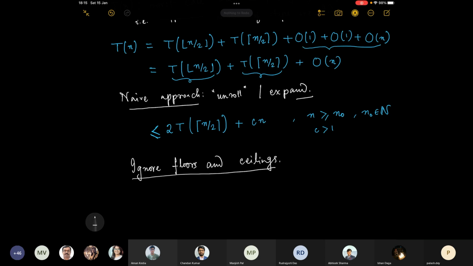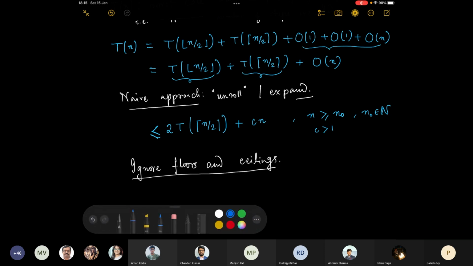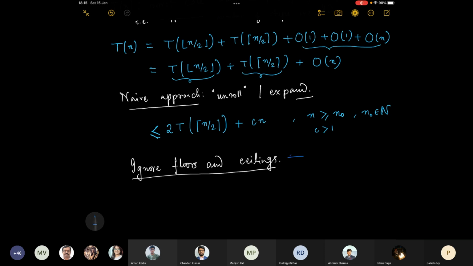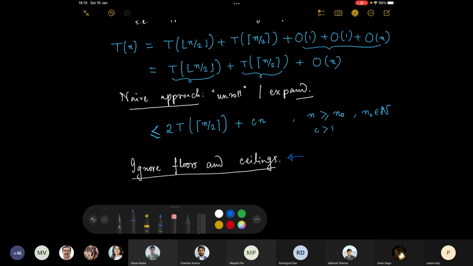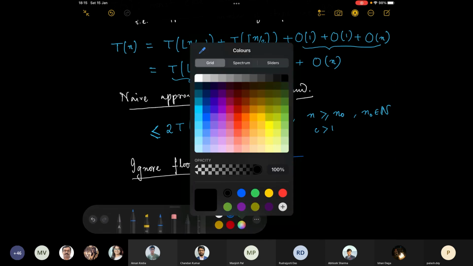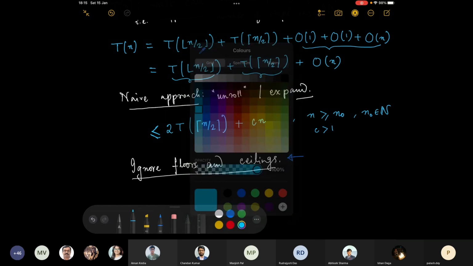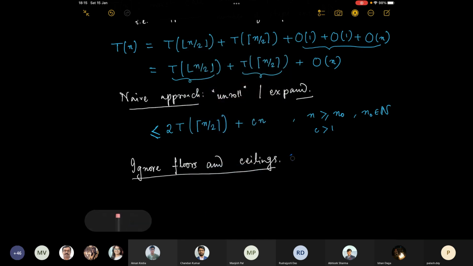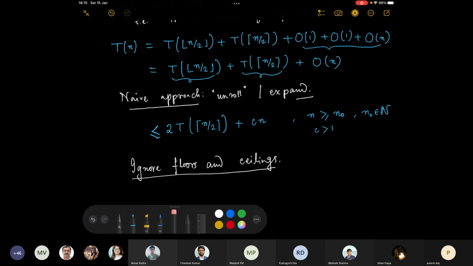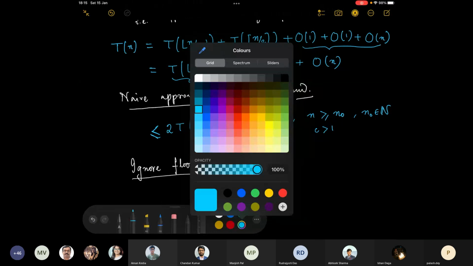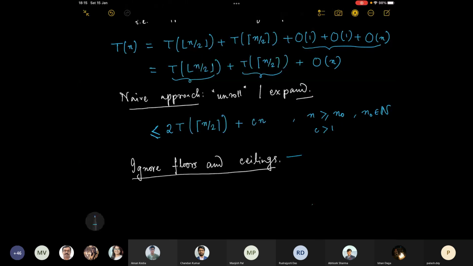But this needs to be formalized, especially in the first class test. If you ignore floors or ceilings without justifying why or how we can ignore them, then you will lose marks. I'll show you why and how you can ignore them, but let me first write it, and then at the end of the class I will formally justify it. So we need formal justification.